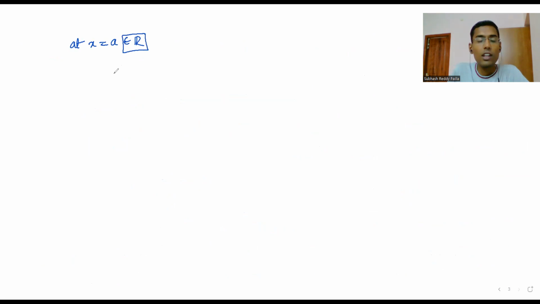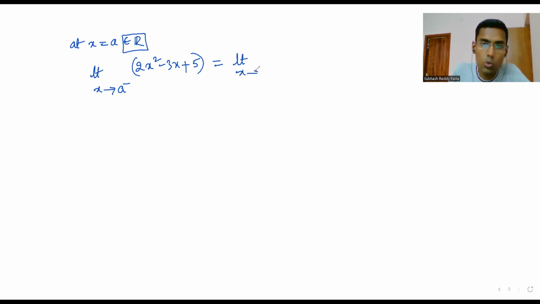You need to check every point, but I'm taking a as a representative point. That means a is any real number. Whatever real number you take, the limit as x tends to a minus of 2x square minus 3x plus 5 is the left hand limit, equal to the right hand limit, limit as x tends to a plus of 2x square minus 3x plus 5, equal to f of a. Here you just need to substitute for f of a.